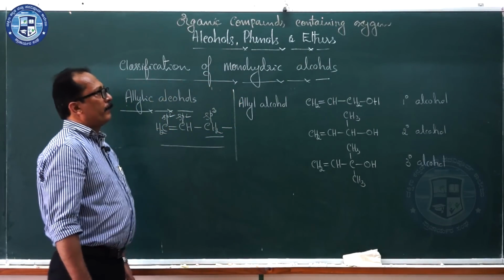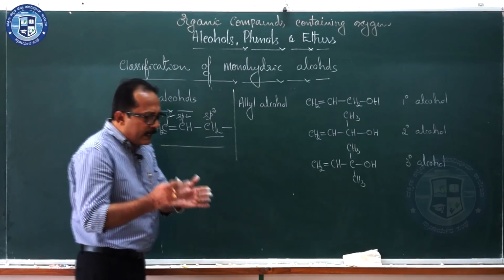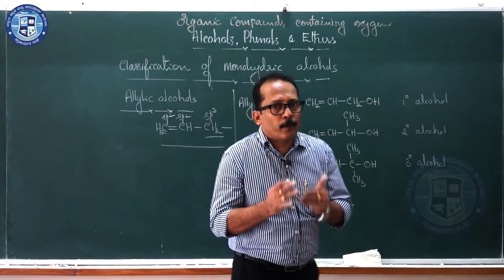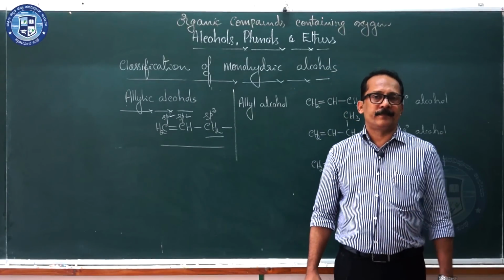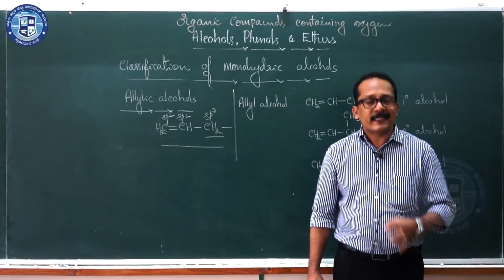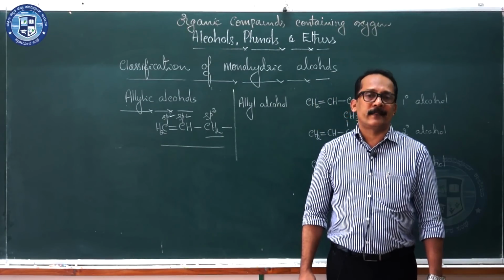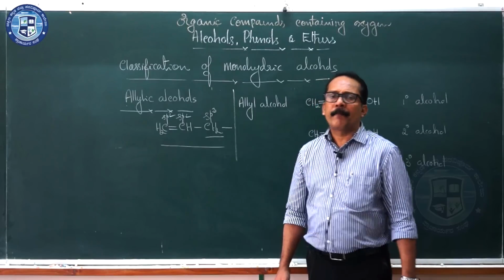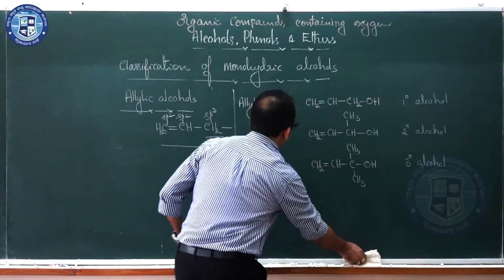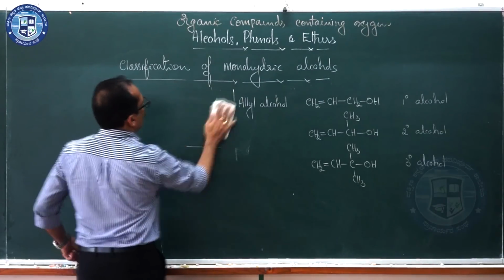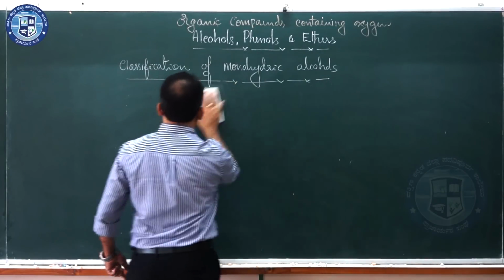Similarly, one more example, that's about benzylic alcohols. In benzylic alcohols also, the OH group is attached to an sp3 hybridized carbon atom adjacent to an aromatic ring. Such alcohols are called benzylic alcohols.